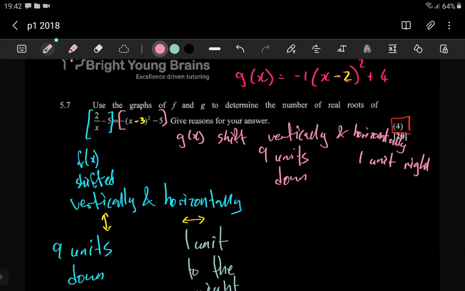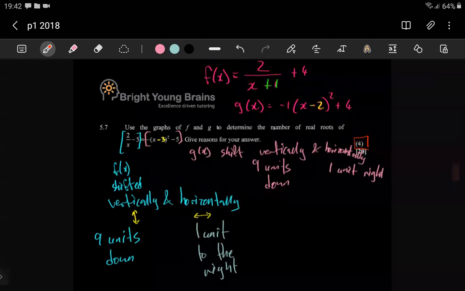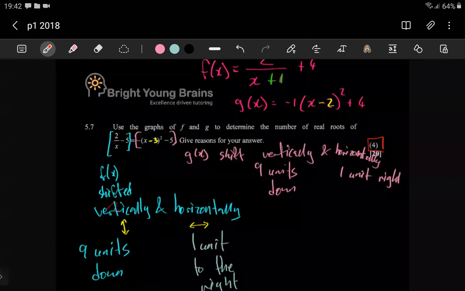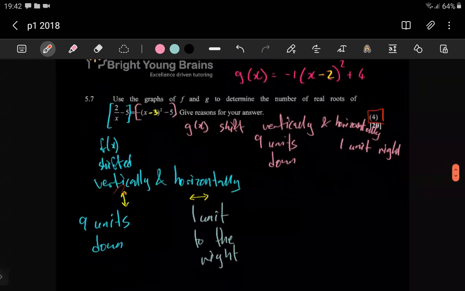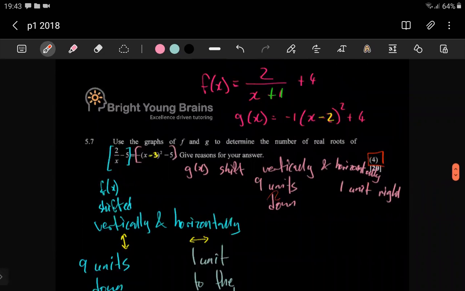Okay, so this paints a very clear picture to us, because we did the homework, as you saw. If you look at F and G, this is clearly the graph of F moved around, and this is clearly the graph of G also moved around. So we said, okay, fine, let's go and see the specifics. We said this was moved 9 units down and 1 unit to the right. And then we're seeing the exact same thing for G. It was moved 9 units down and 1 unit to the right.